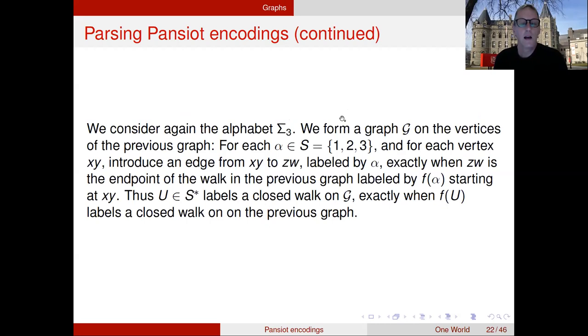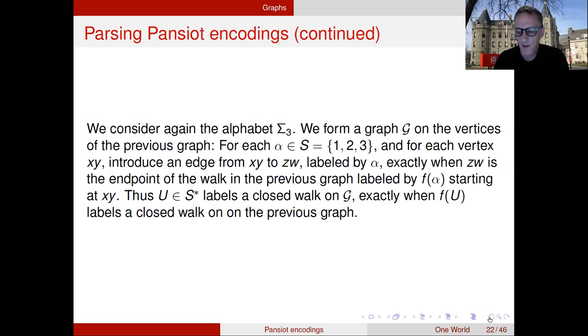Now, consider the alphabet sigma 3 again. I'm going to form a graph on the vertices of the previous graph. For each alpha in 1, 2, 3, and for each vertex xy of that de Bruijn graph, I introduce an edge from xy to zw labeled by alpha, exactly when zw is the endpoint of the walk in the previous graph, labeled by f of alpha, starting at xy. So a word u in s star labels a closed walk on G exactly when f of u labels a closed walk in the previous graph.